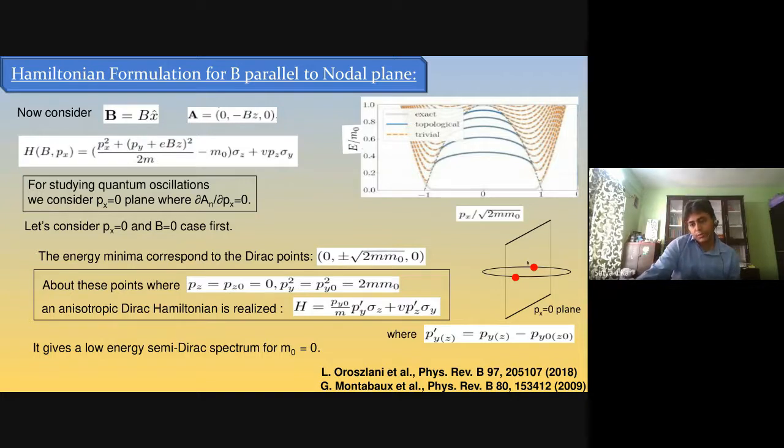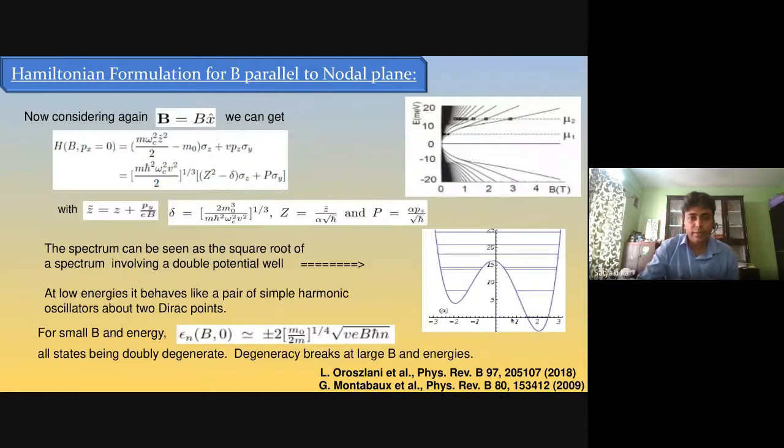So this was my nodal loop, and this is my px equals to 0 plane. So this plane cuts this nodal loop at two points, and these are the two points where I can get two Dirac points, and the 2D Hamiltonian for px equals to 0 will be some anisotropic Dirac Hamiltonian about these two Dirac points when there is no magnetic field.